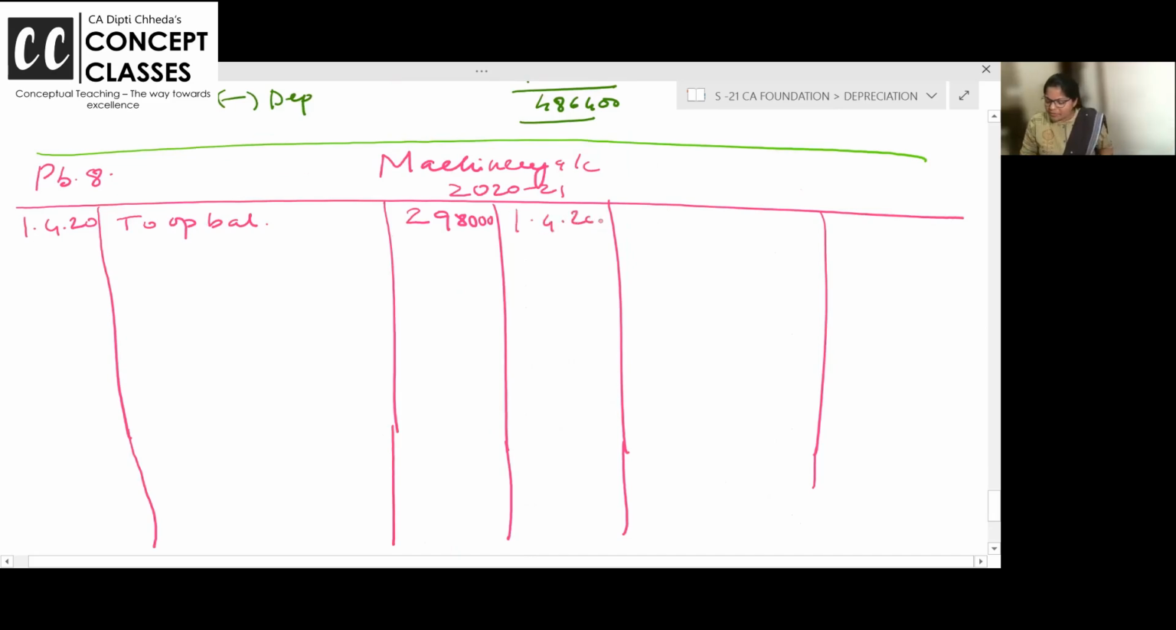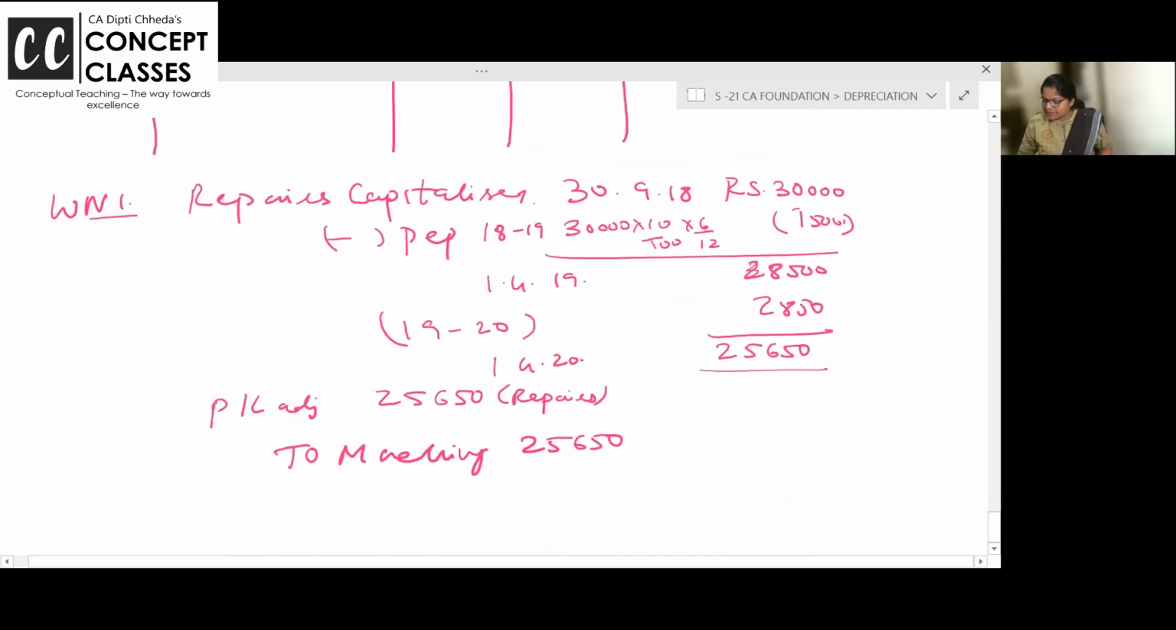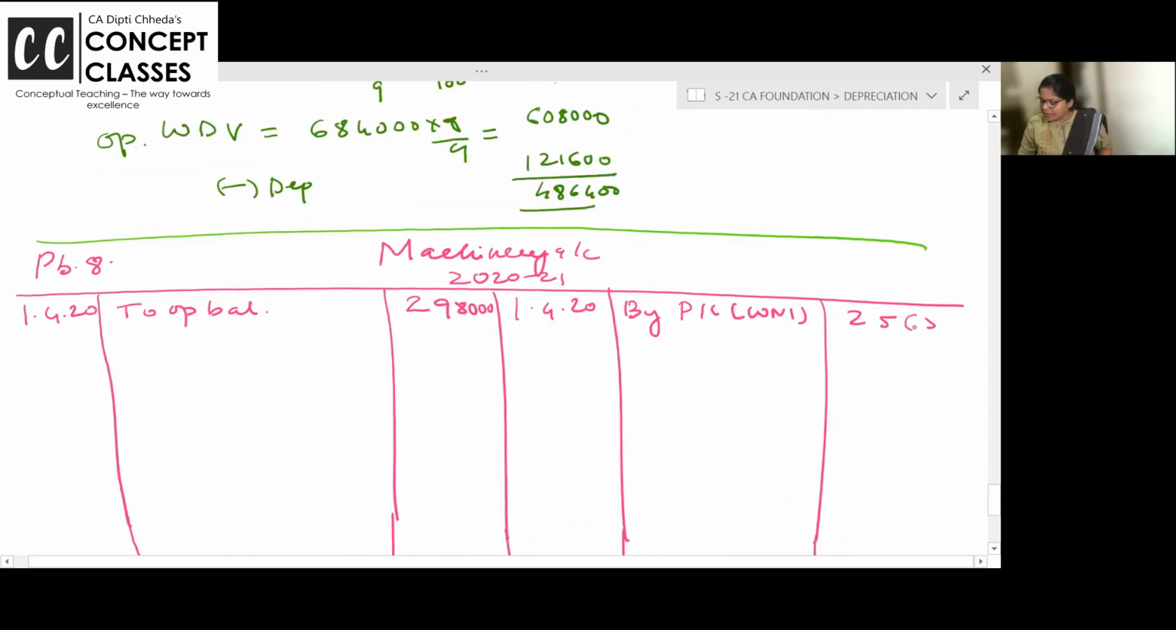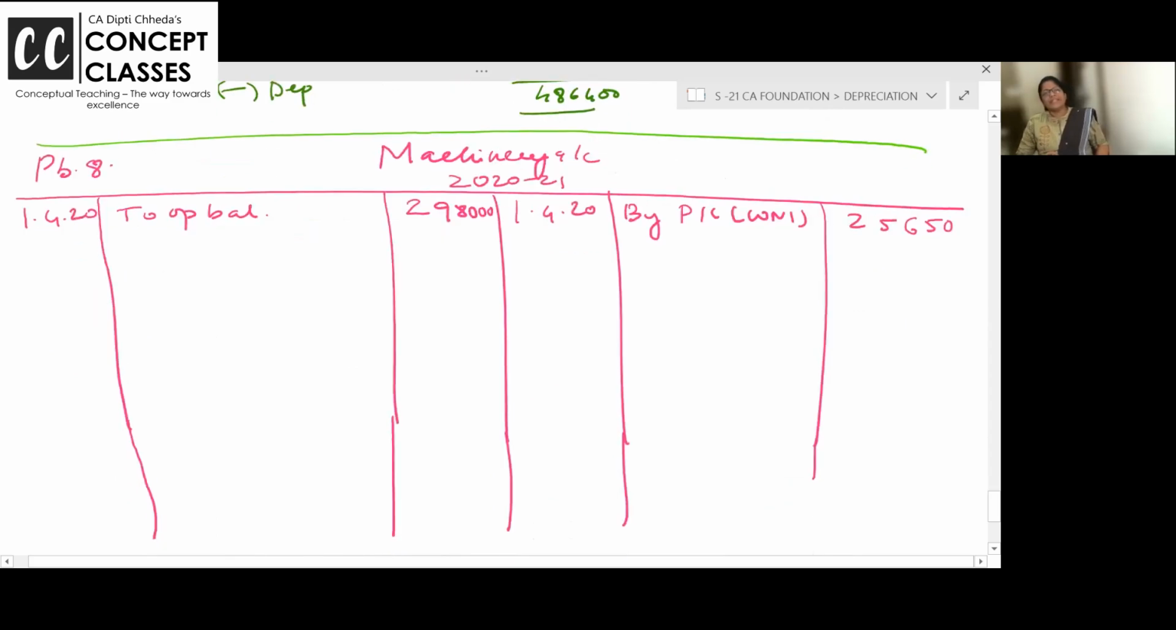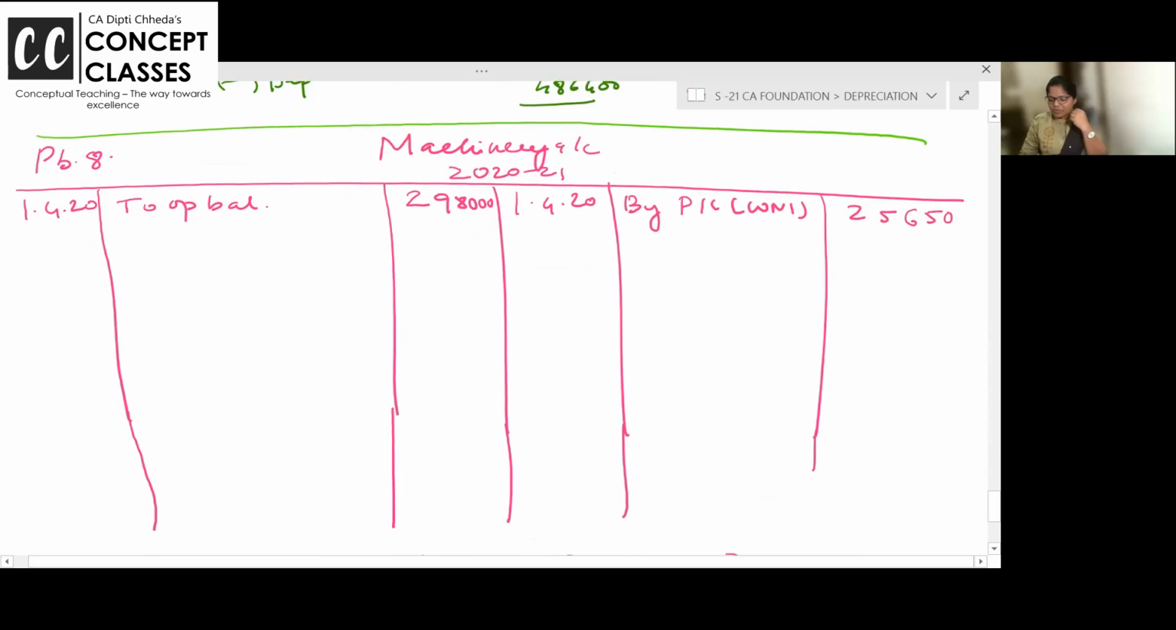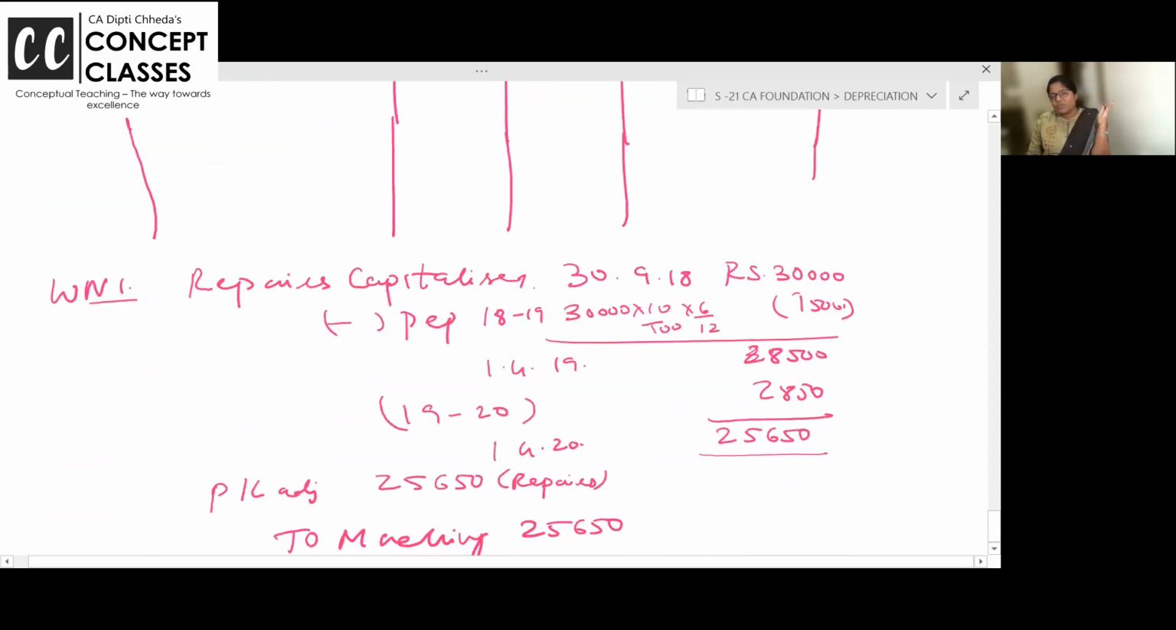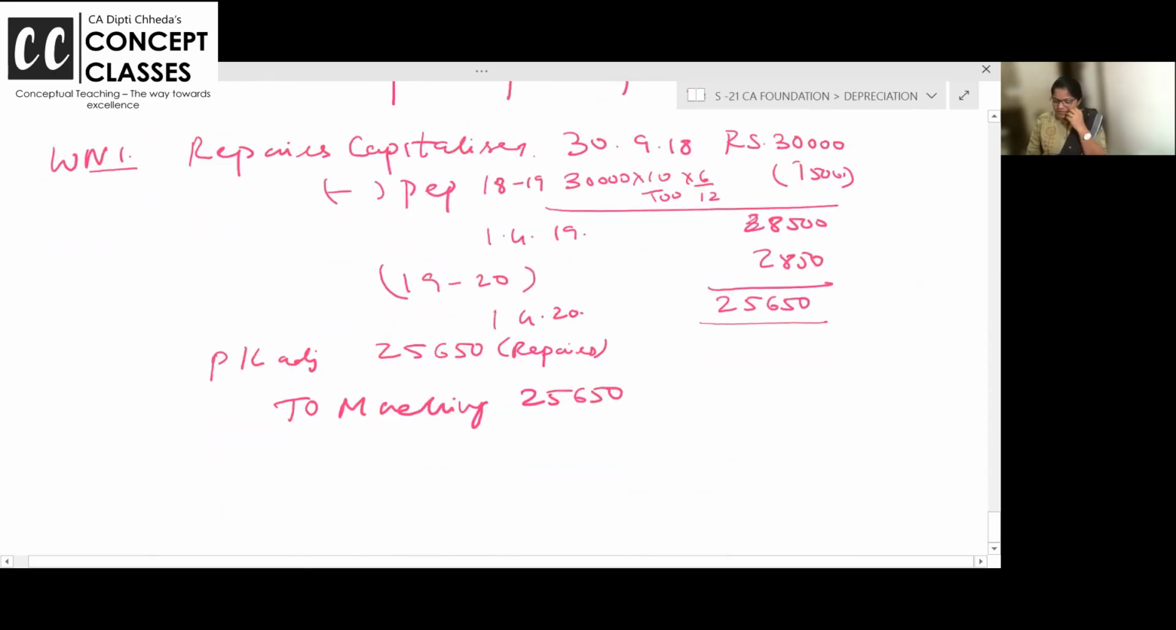On 1st April 20, by P&L account, working note 1, 25,650. Clear? If you rectify the errors after 2-3 years, then you have to rectify through today's value. Means depreciation also was charged wrongly, right? Because you capitalize 30, you charge 1,500 depreciation.